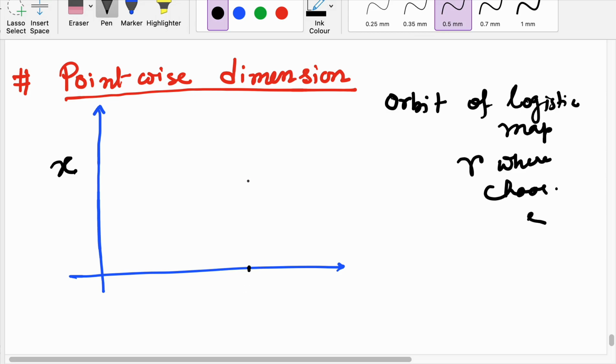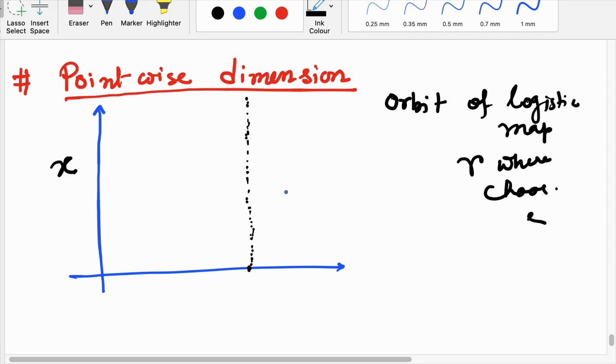If I start from x0, what kind of points will I get? I will find a dense set of points there, apart from different sizes, I will get a dense set of points. So this is the thing I will get here. This is the orbit of the logistic map, don't confuse.